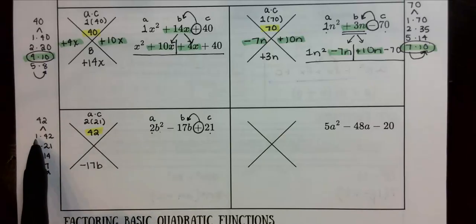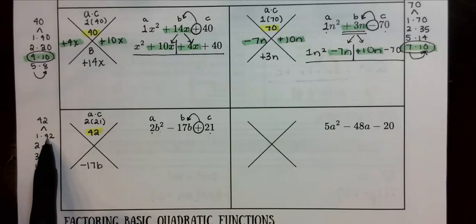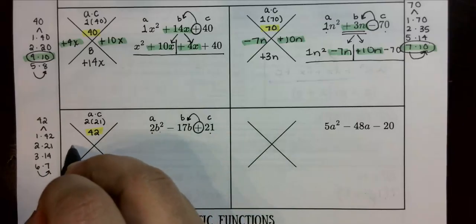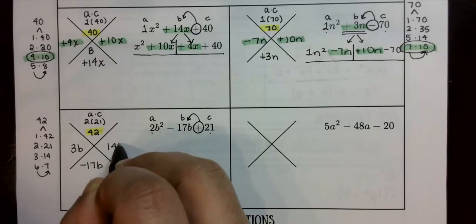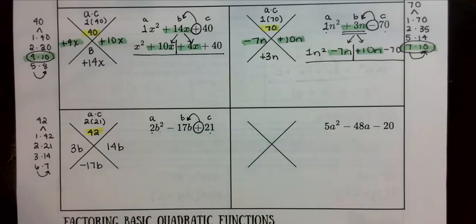So go back to your list. 1 plus 42 does not give us 17. 2 plus 21 does not give us 17. But 3 and 14 do. So I'm going to ask you to write 3b and 14b. Now here's the thing. When you're adding, your signs have to be the same. You're either doing 2 positives or you're doing 2 negatives.